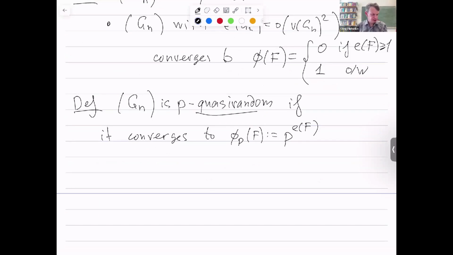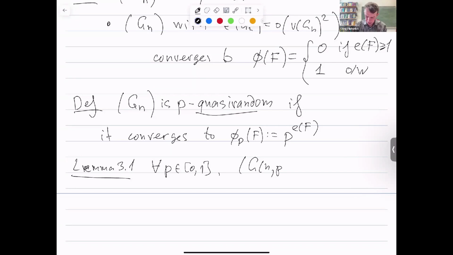And one example is maybe just stated as a lemma. You can wonder if such graphs exist. So that will be Lemma 3.1. If you take any probability p, any real number, and you look at the so-called Erdős–Rényi random graphs, which I'll denote G(n,p), I'll write a definition in a moment, then it is p-quasi-random.